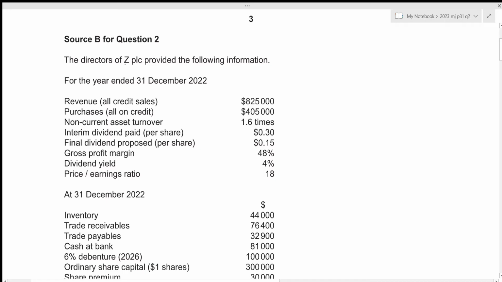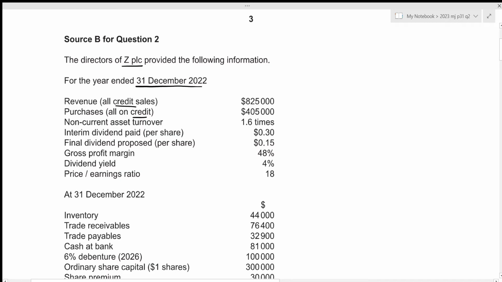The directors of Z PLC provided the following information. For the year ended 31st December 2022, we're given information regarding revenue, and we're told that all of the revenue are on credit, and we're also given information regarding purchases, and we're also told that all of the purchases are on credit. Then we're also given non-current asset turnover. So let's go through all of these ratios and figure out the remaining values as well.